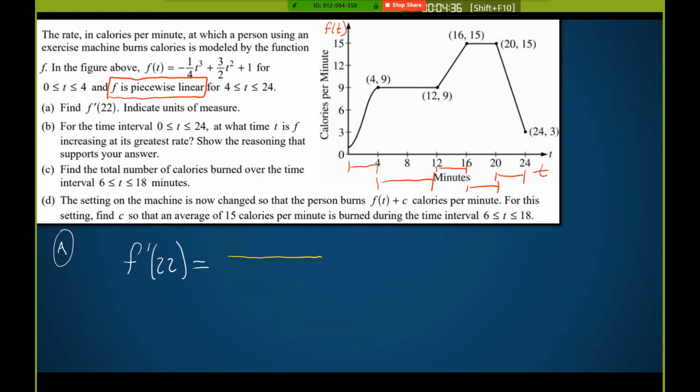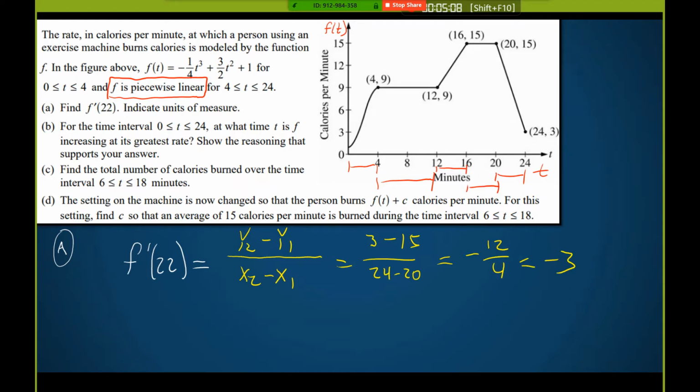Okay, so that was y2 minus y1 over x2 minus x1, or 15 minus 3. Oops, I should probably do this the other way actually. y2, 3 minus 15 over 24 minus 20. Or negative 12 over 4 is negative 3.